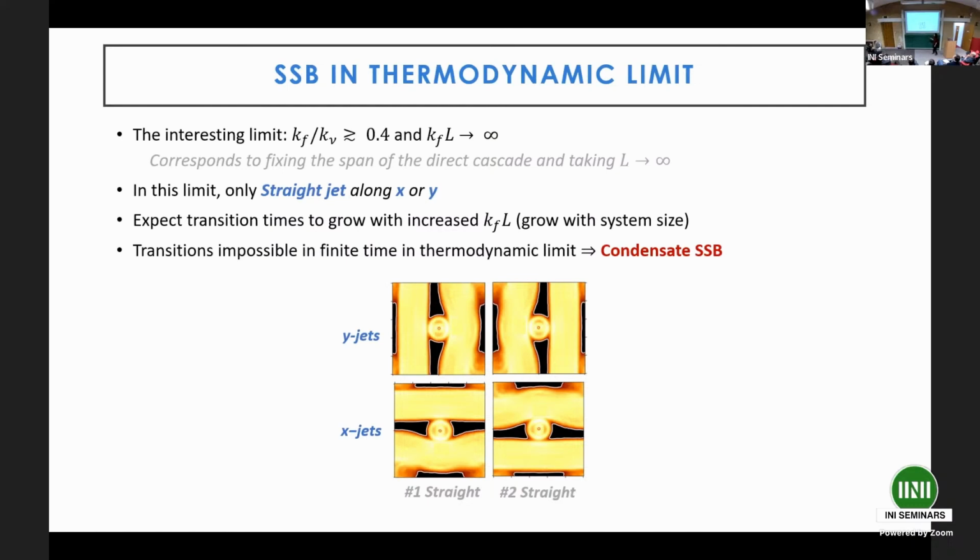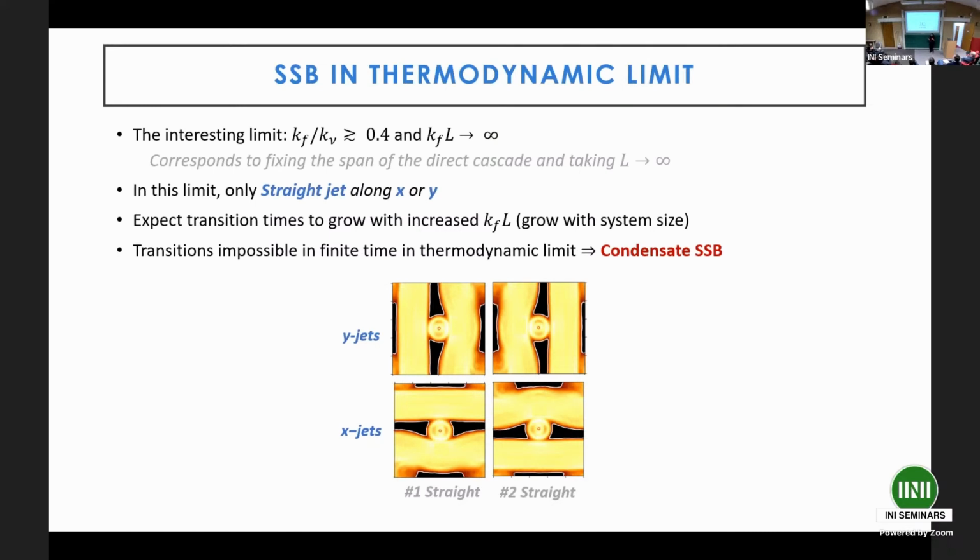Or maybe I can fluctuate between the different states, because we do see fluctuations between dipoles and jets. What I want to argue is that in this limit, we do not expect to see transitions between them, because in order to transition between them, you will have to close this gap. So you need a system size fluctuation, which I expect to become improbable with the system size. So I do expect that in the thermodynamic limit, there will be a spontaneous symmetry breaking, right?